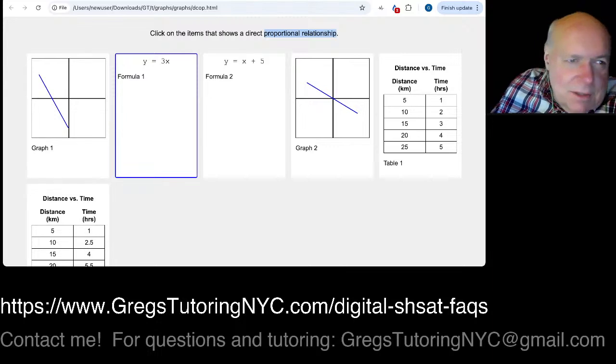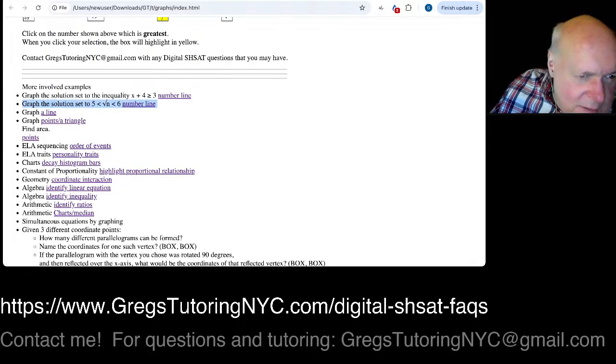All right, so that is the question relating to hotspots there. What else do we have? Where are we? Coordinate interaction.